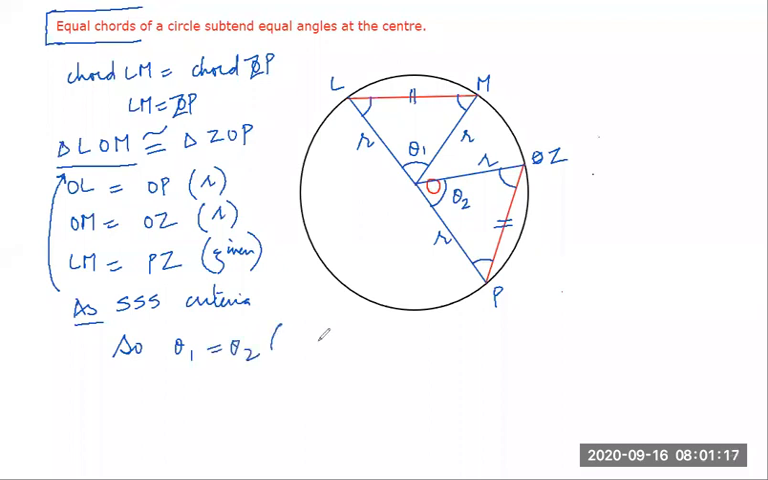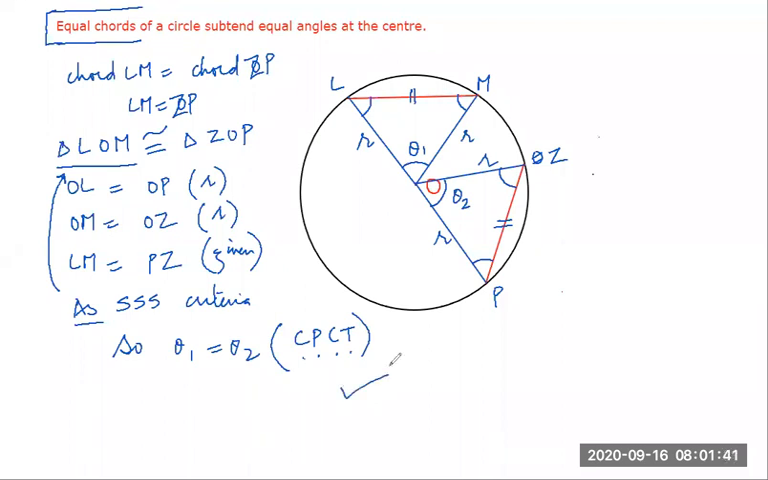How? We will say by CPCT. Am I right? Corresponding parts of congruent triangles are equal, or you can also say corresponding parts of congruent triangles. Very good. So we have proven it, everyone has understood.